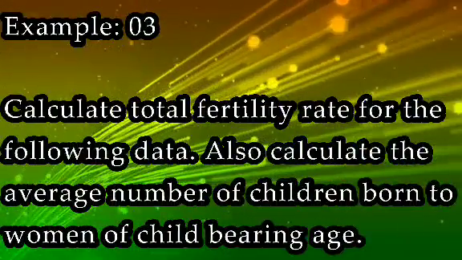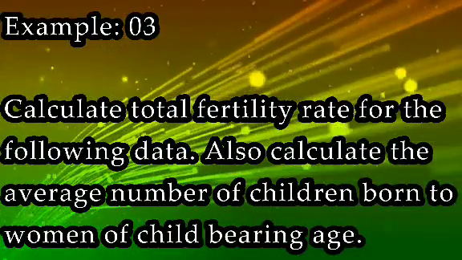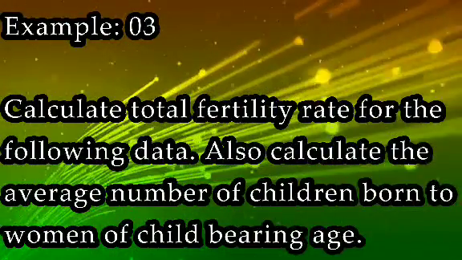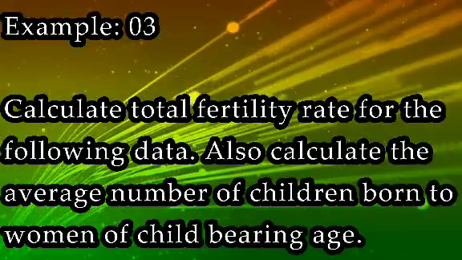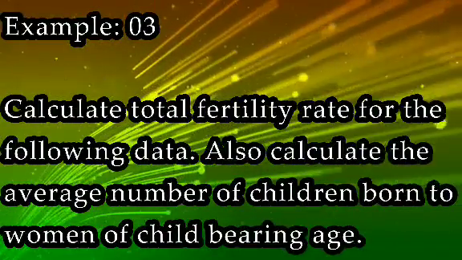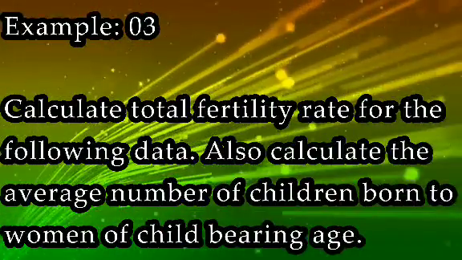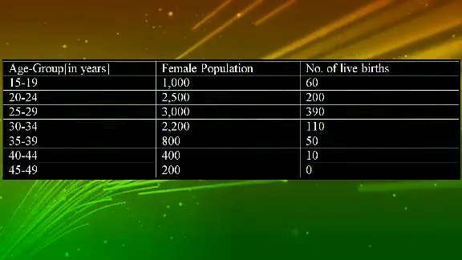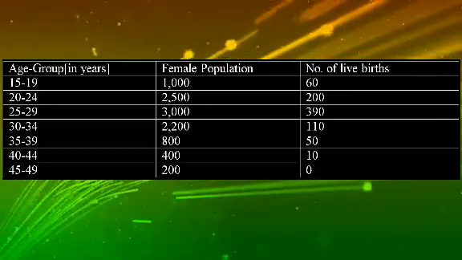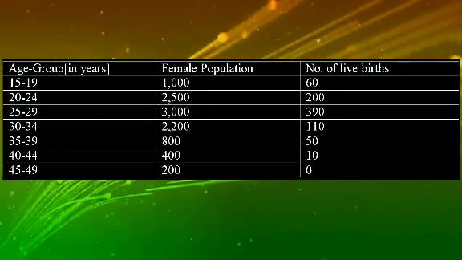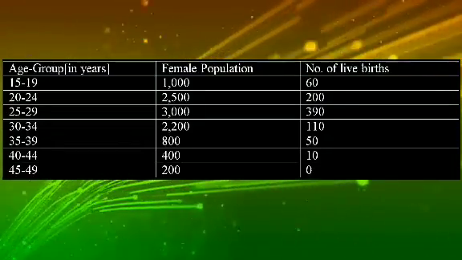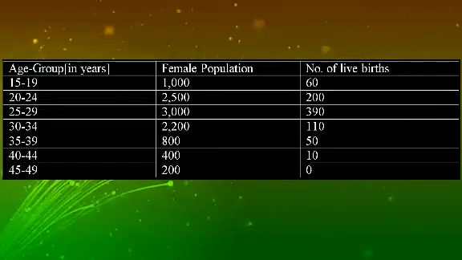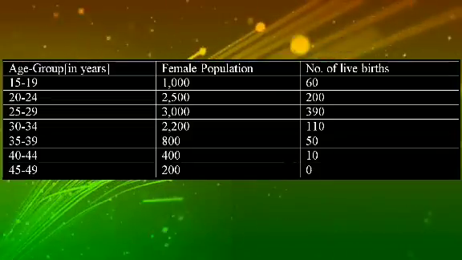Third example, calculate total fertility rate for the following data. Also calculate the average number of children born to women of childbearing age. Here there are two different questions and the data is given in the question. First you should find the TFR, and then you should find the average number of children born to women of childbearing age group, which means you should divide TFR by 1000, where you will get the average number of children born.